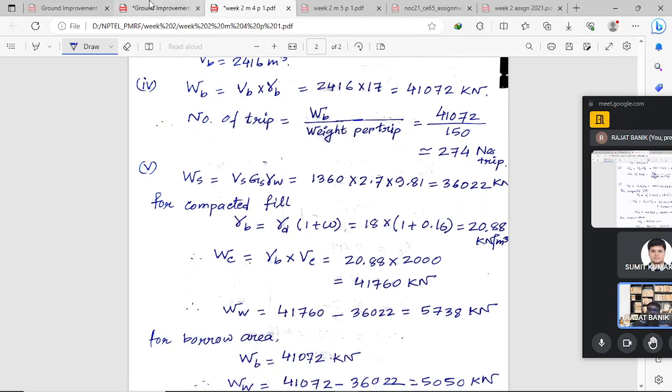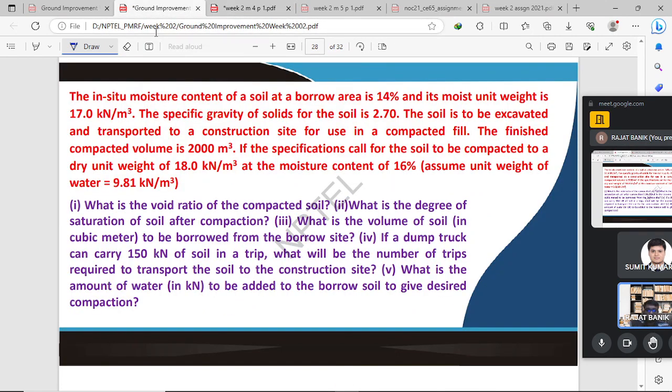Then to solve the last one, question 5 of that problem, it asks what amount of water is to be added to the borrow soil to give the desired compaction. That means the moisture content in the borrow pit is 14%, and we achieve up to 16% to get the dry density of the compacted field. To get from 14 to 16%, we can find out what amount of water is added in kilonewton.